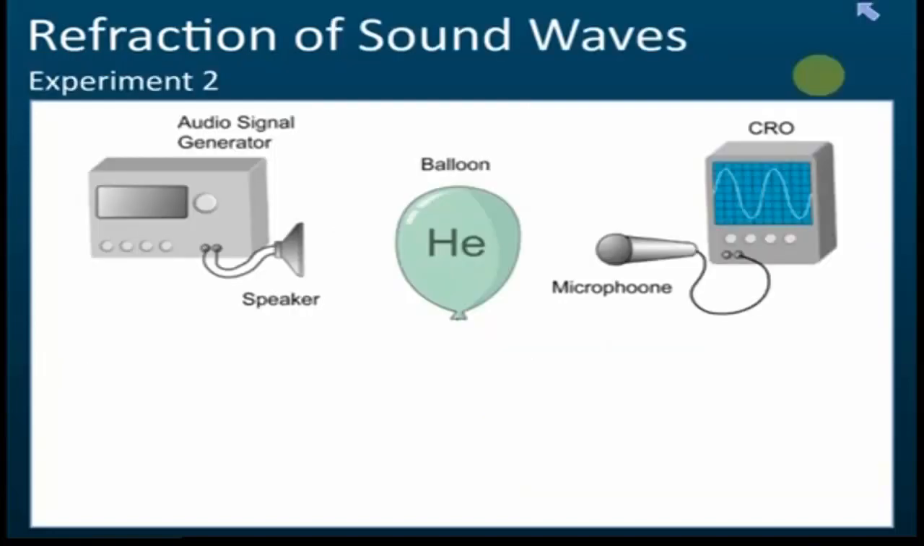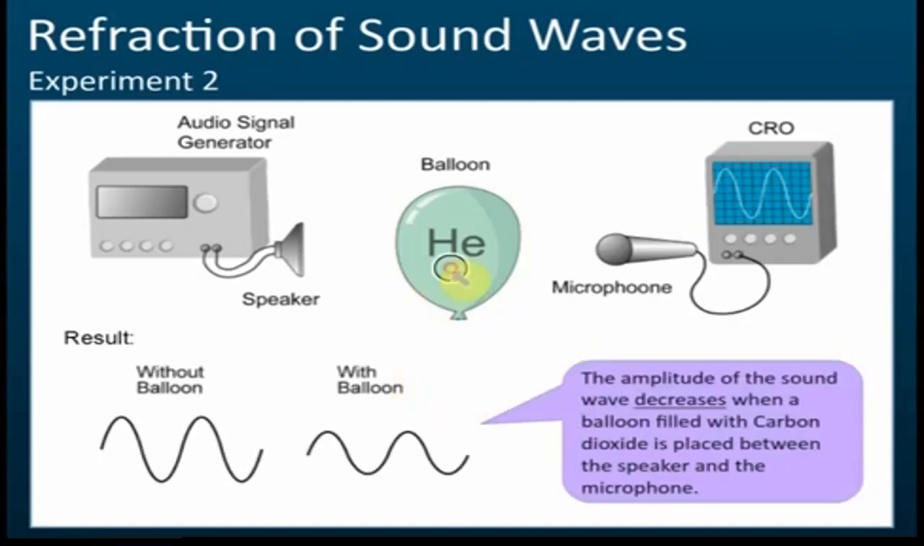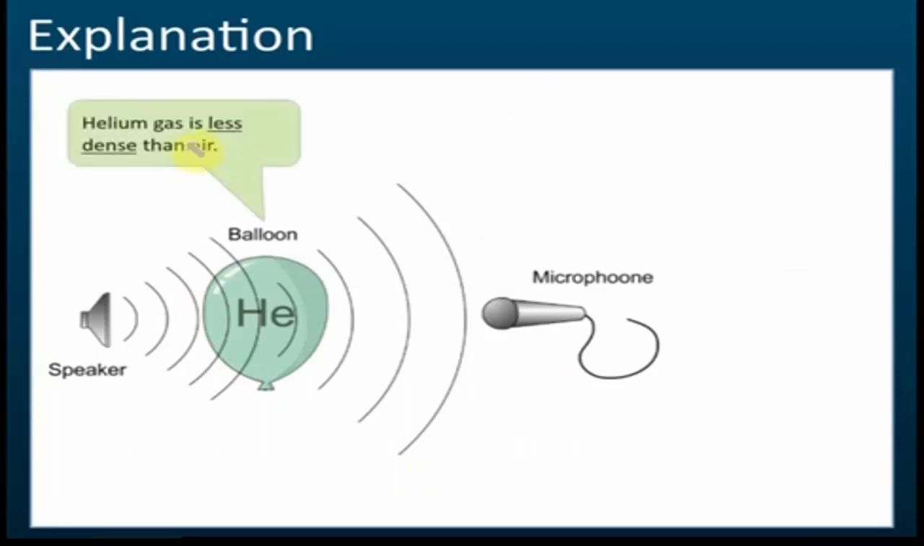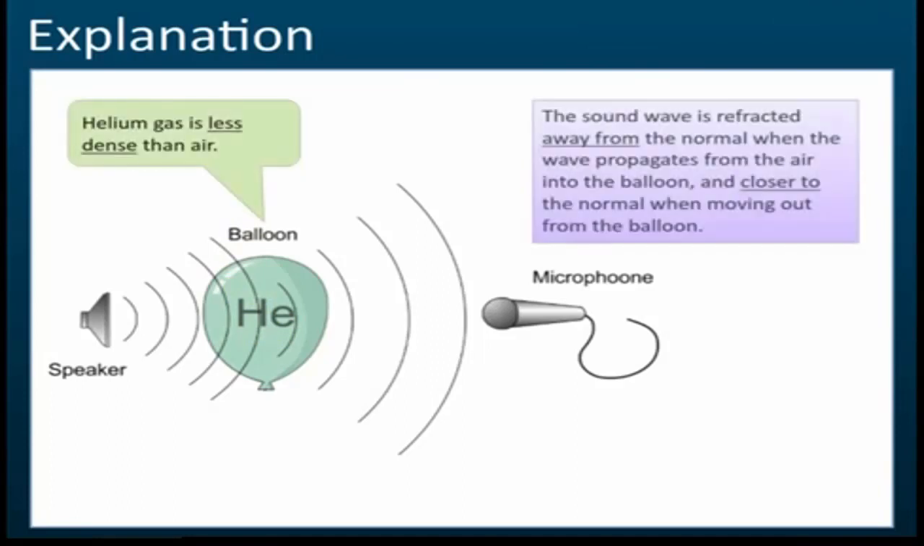The second experiment, this time we fill it with helium gas, and we found that the result is different. With the balloons, the amplitude becomes lower. Just now with carbon dioxide, the amplitude was higher, right? And this one, if we fill the balloon with helium gas, the amplitude becomes lower. That is because helium is less dense compared to the air. When it goes into the balloon, it will be refracted away from the normal. And when it comes out from the balloon, it will be closer to the normal.